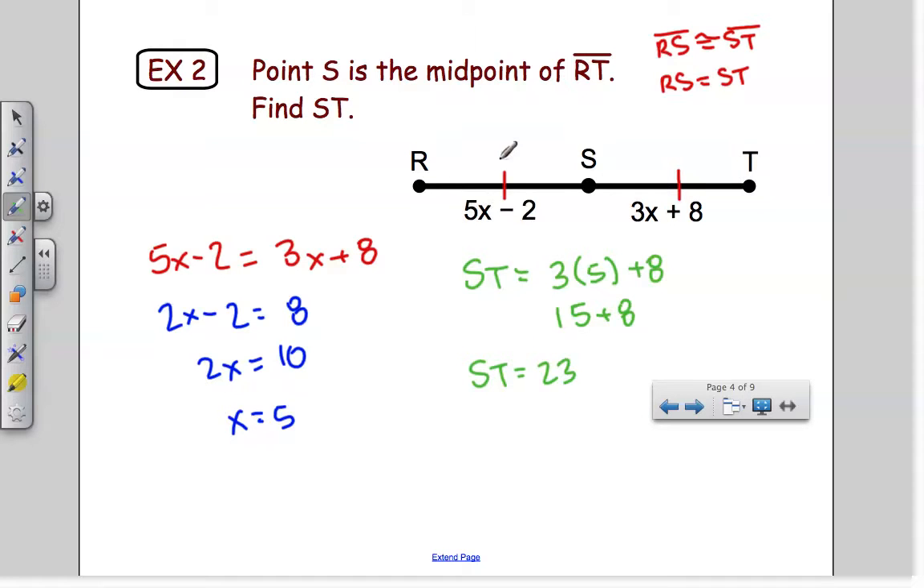Hey, I better make sure that I got the right x. If I plug that back in, this better be 23 as well, so I plug in 5. 5 times 5 is 25. 25 minus 2? Yep, 23. So since S was a midpoint, those segments were congruent.